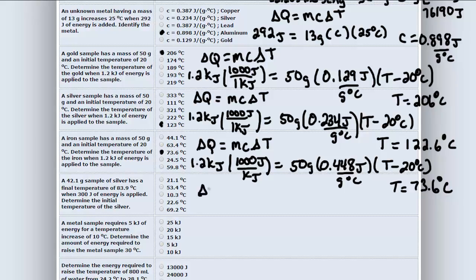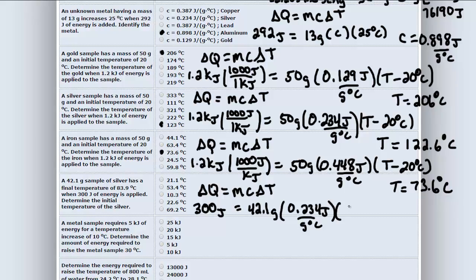All right, so we have delta Q is equal to MC delta T. And so delta Q is the amount of energy, which is 300 joules. We have silver, and it's 42.1 grams. So we have the mass, 42.1 grams, and we know the specific heat of silver because we just looked it up: 0.234 joules per gram degree Celsius. Now we have the final temperature, which was 83.9 degrees Celsius, minus the initial temperature. Determine what that initial temperature is.